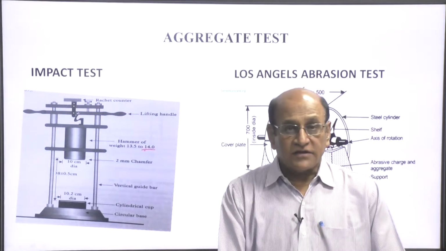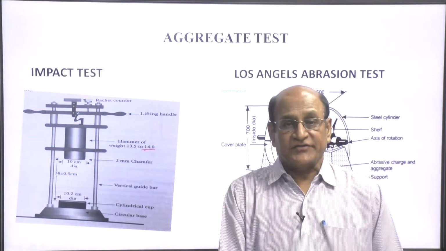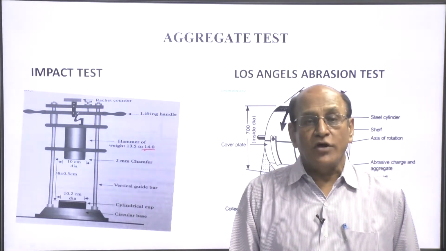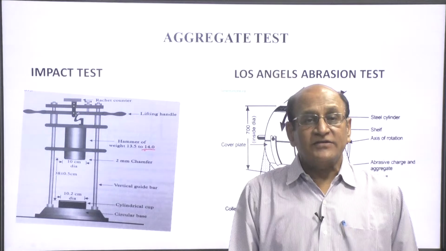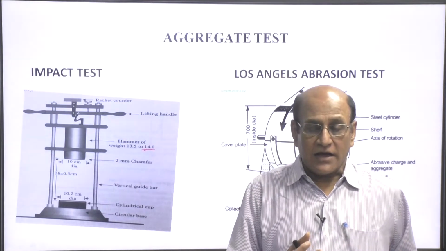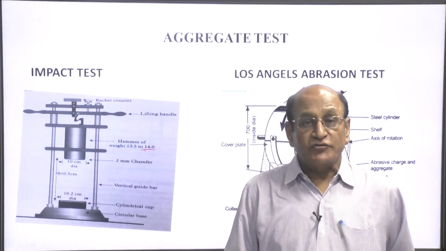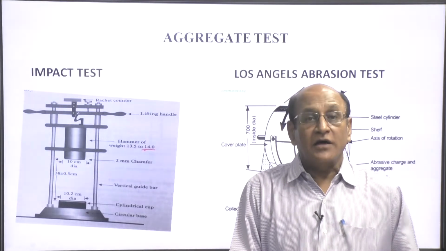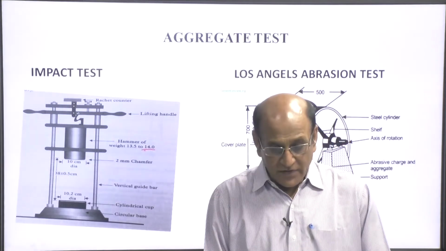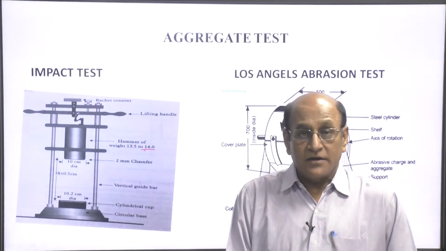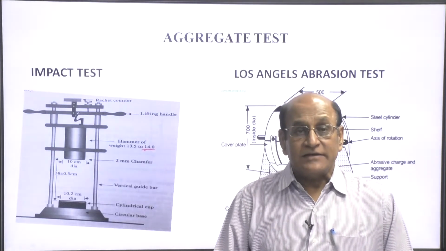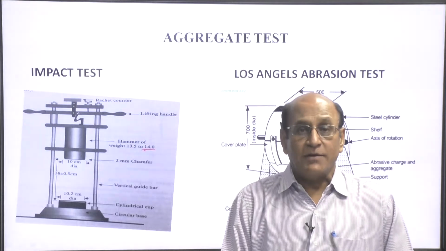Now, the third one is the Los Angeles abrasion test. There are two types of shearing action going on at the pavement surface. First is called abrasion and second is attrition. When two materials like wheels and the pavement surface meet, they produce abrasion, whereas the mutual rubbing between the aggregates is attrition. This is very important because this type of action is going on all the time on the pavement surface.